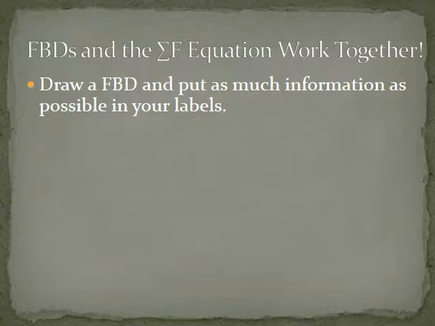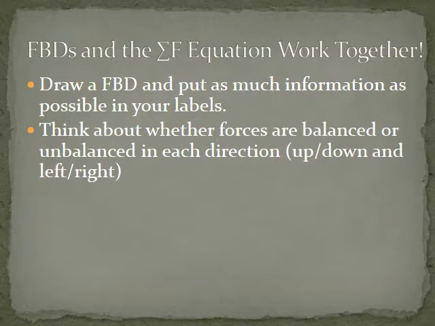The first thing you should always do when you know you have a problem with an object in changing momentum is draw a free body diagram and put as much information as possible in your labels. So the direction, show the size of the forces relative to each other with how long your arrows are, the type of force, and the object causing that force.